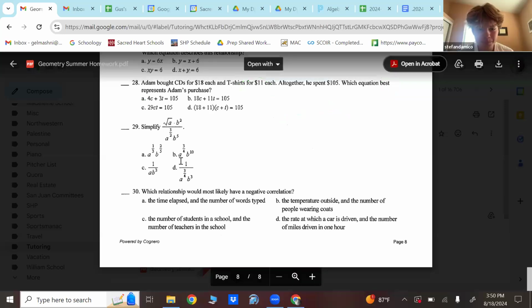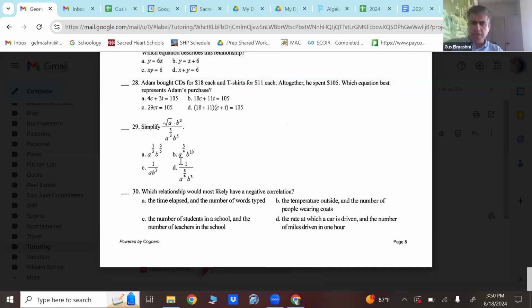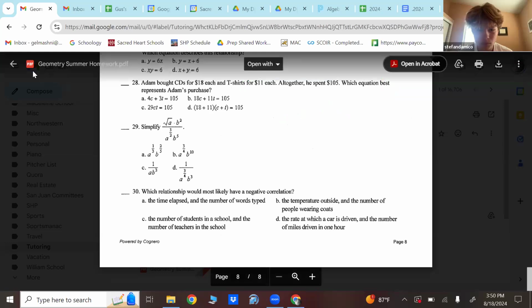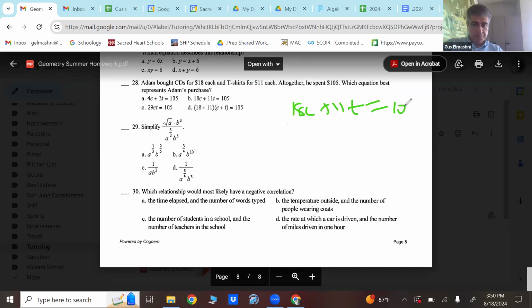When Adam bought CDs for $18 and t-shirts for $11, altogether he spent 105. Okay, well, it looks like C represents the CDs and T is the t-shirts. So 18 goes next to C, 11 goes next to T. And that's it. All right. Sounds good.